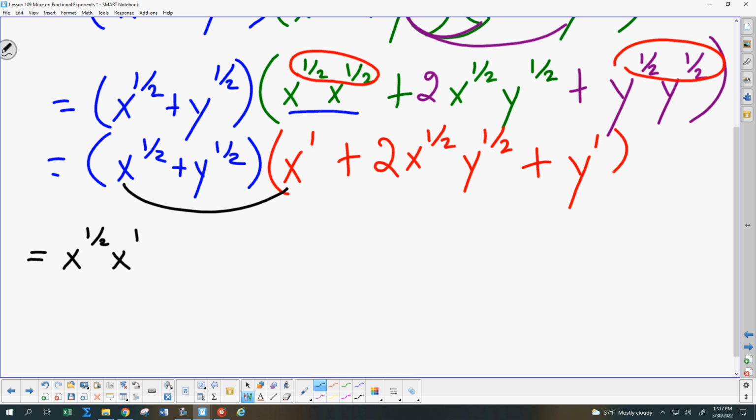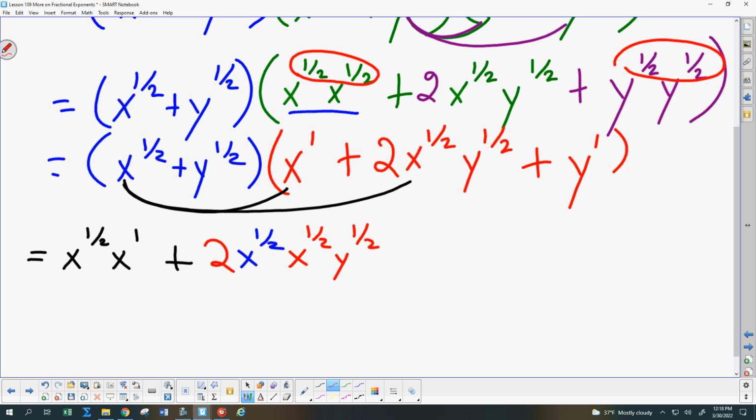I'm going to take the x to the 1/2 times the x to the first, plus I'm going to take that x to the 1/2 times 2x to the 1/2 y to the 1/2. So I'll have my 2, and then I'll have my x to the 1/2, and then times the other x to the 1/2, and times the y to the 1/2. Haven't finished with multiplying this x to the 1/2 times everything. I also need to get x to the 1/2 times y to the first. So that's the x to the 1/2 times everything.